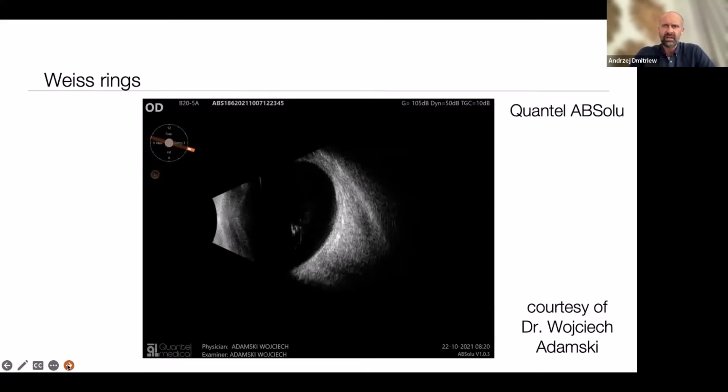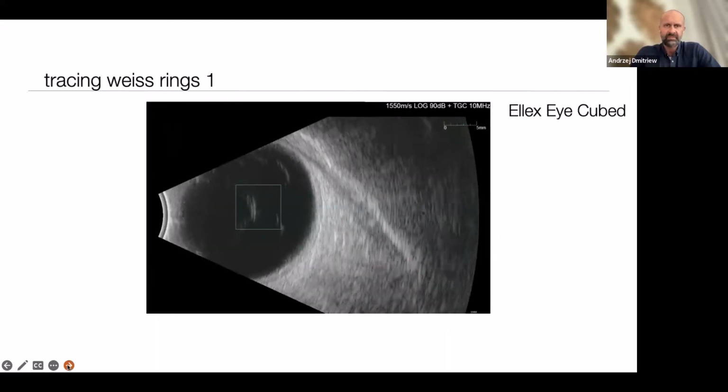Obviously, Weiss ring floaters are the most spectacular floaters to consider, not just when you start with treatments, but to document and to learn how to document floaters as well. And this is a beautiful image of a Weiss ring from Dr. Adamski, who will be my co-presenter in October. And I guess if you have a high quality ultrasound probe and you're able to document the contrast, the distances, you can really prepare the patient well for potential treatment, and at the same time, better understand patient symptoms.